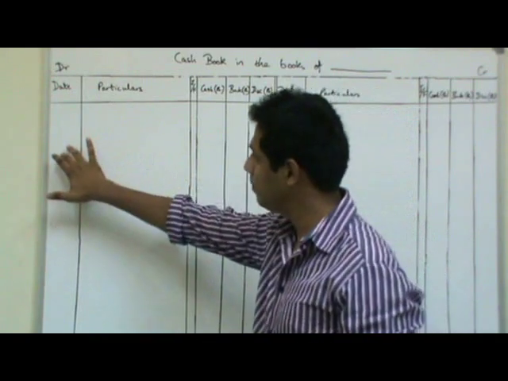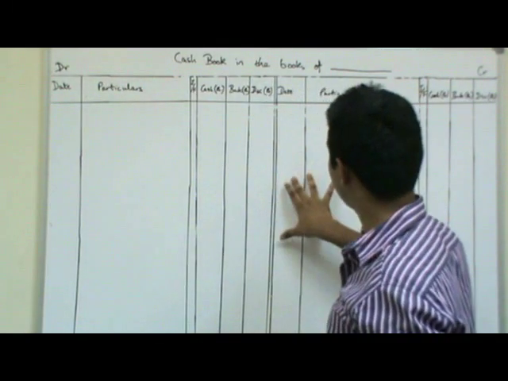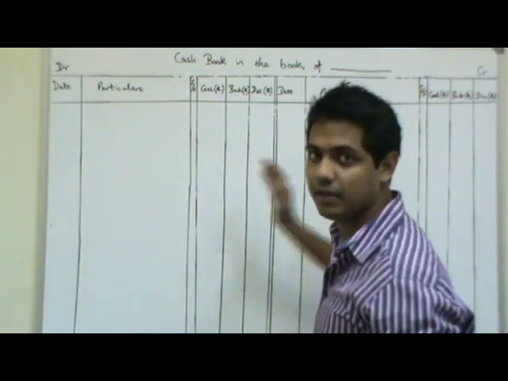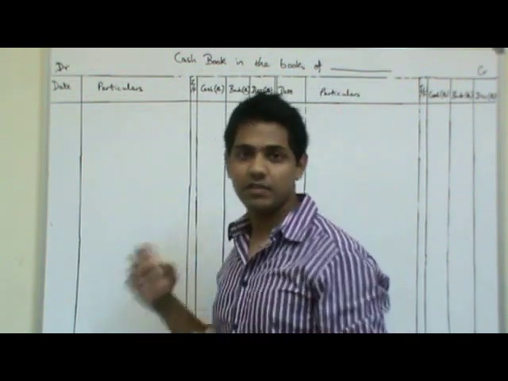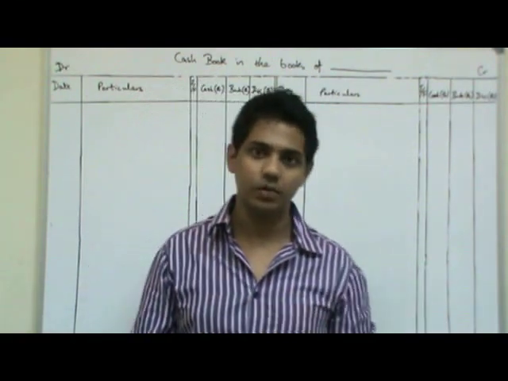Normally a ledger has a debit side and a credit side. It has a date column, a particulars column, an amount column, and then a date column, a particulars column, and another amount column. This is for the debit side and this is for the credit side. Here we have 3 ledgers that we have combined into one. All 3 are cash accounts.